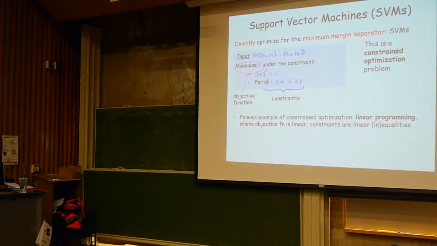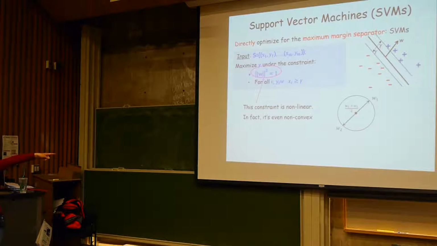To have a convex constraint, I need that if a separator W1 satisfies the constraint, and another separator W2 satisfies the constraint, then any convex combination will satisfy the constraint, right? But what this constraint says is that I need to be on the circle, so on this circle over here, right?